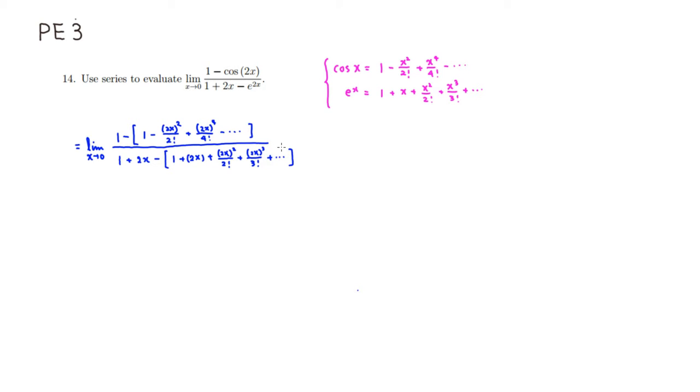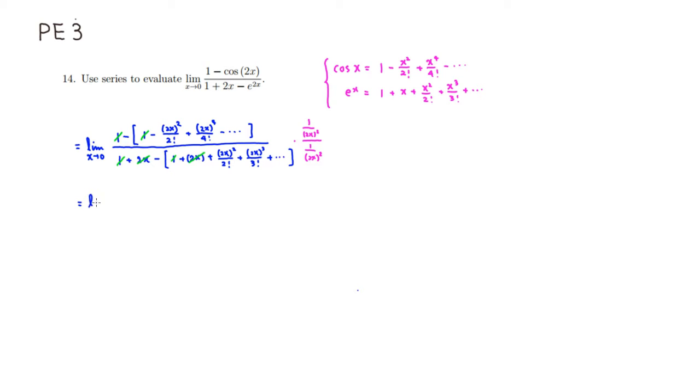Then we can cancel some terms. So you have here 1 minus 1 cancel out. Then in the denominator you have 1 minus 1 and 2x minus 2x. Then you can see that every single one of the remaining terms has at least 2x squared, so I'm going to divide through by 2x squared. If you do that, you're going to get this.